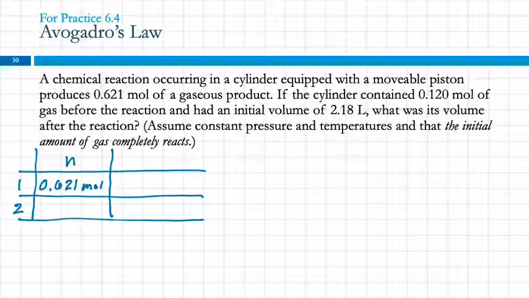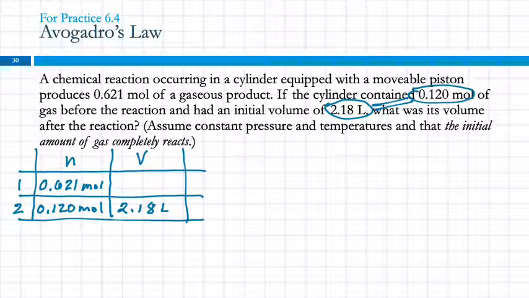If the cylinder contained 0.12 moles before the reaction, okay, there's another mole. I'm going to put that in here, 0.120 moles. And had an initial volume of 2.18 liters. So we have to look at these numbers. So here I've got 0.12 moles before the reaction and initial volume of 2.18 liters. These two go together. Do you see that? So that volume of 2.18 liters goes down here. I'm going to label this volume. And so what I'm trying to find is up here. What was its volume after the reaction?